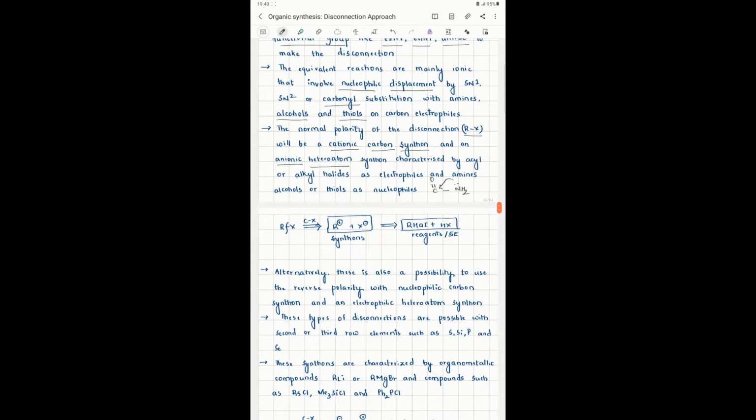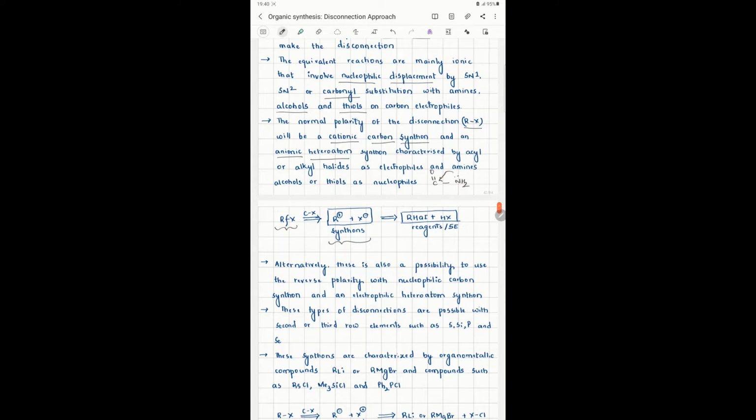For example, we have this RX. There is a cleavage between the C single bond X. That means I am trying to do a one group disconnection. Here I am going to get synthons where R carries a positive charge and X carries a negative charge, giving me synthetic equivalents as RHal and HX. Now this can be HBr, HCl, and so on. And here RHal can be RCH2Cl or it can be any kind of carbonyl carbon system.